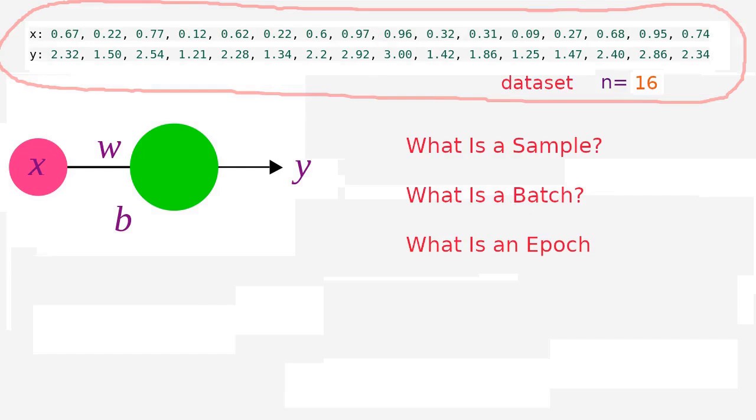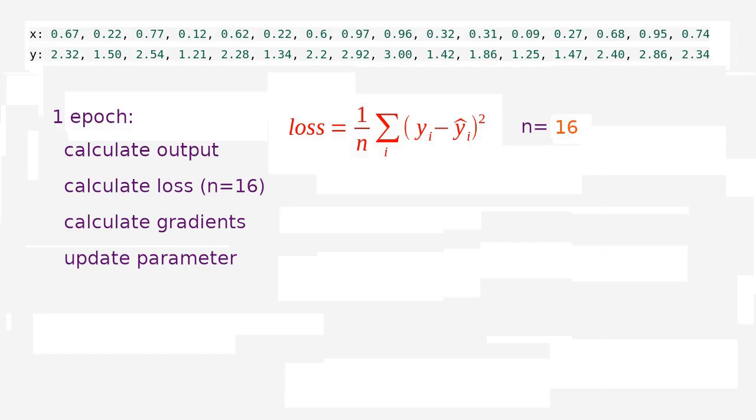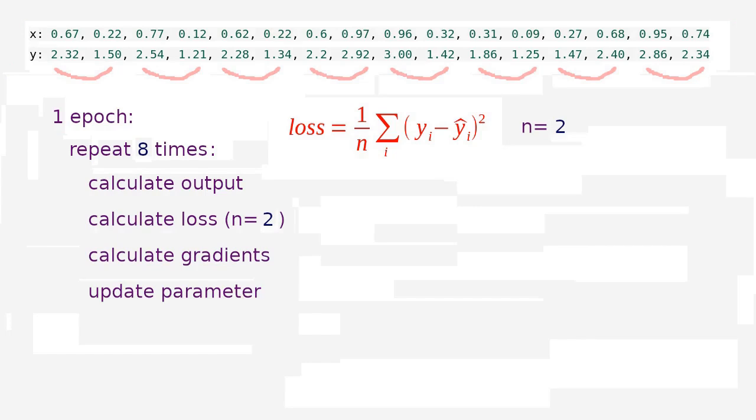All the samples together form the dataset. Batches and epochs are closely related. Instead of feeding the entire dataset for loss calculation and parameter update, we can divide the dataset into subsets and use them iteratively. In the current example, for one epoch, we need to iterate 8 times.